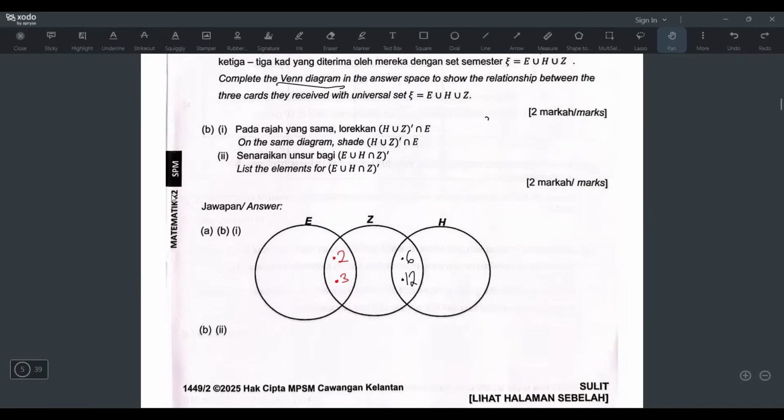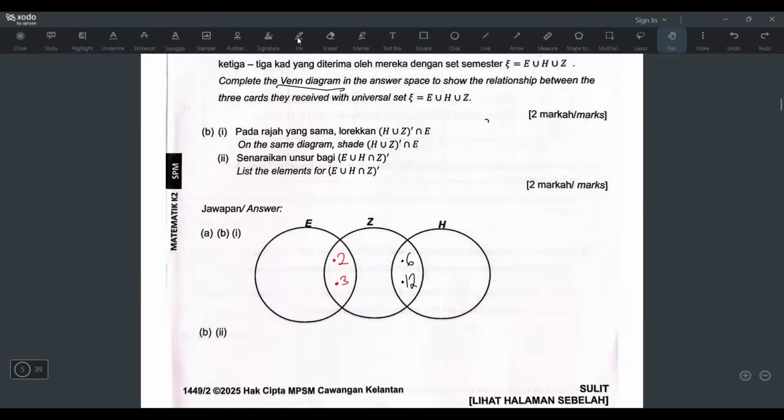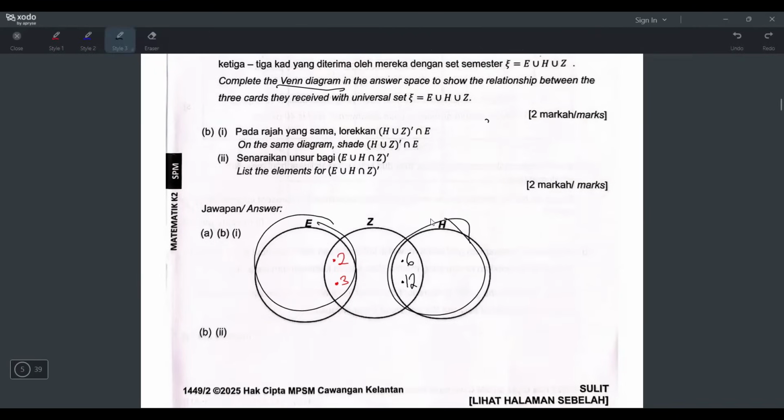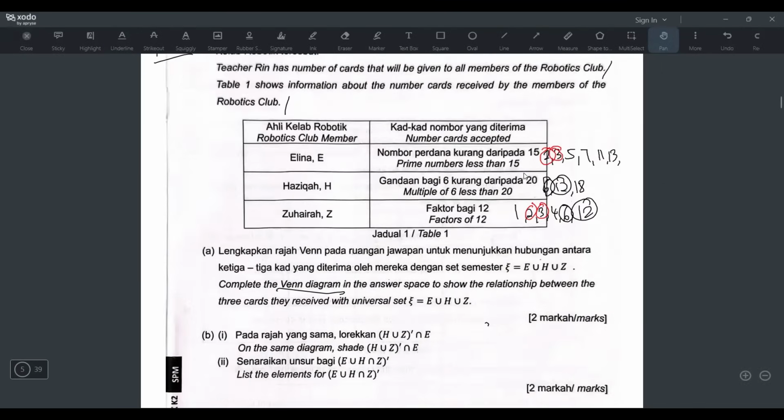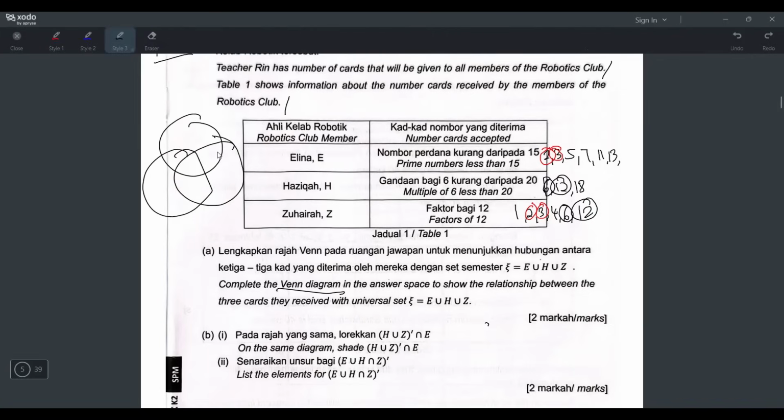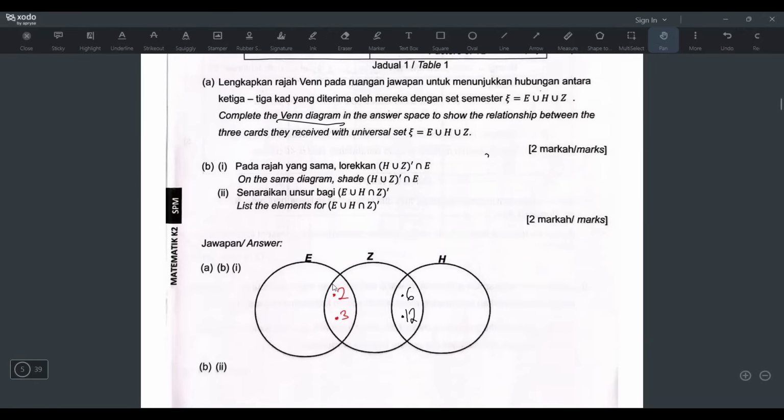Right? And there is no overlap between E and H. E dengan H, dia tak ada overlap. Maksudnya E and H tak ada elemen yang sama. And if you double check E and H, memang betul tak ada satu pun elemen yang E, H dua-dua ada. Sebab tu lah kita tak lukis kita punya Venn diagram macam ni. Right? Yeah. But this question they actually already draw out Venn diagram for you lah. So you just have to label masuk saja. Okay, now it's time to label this.